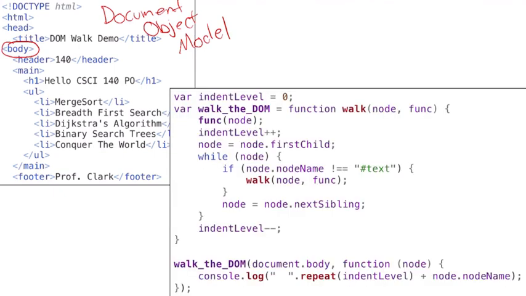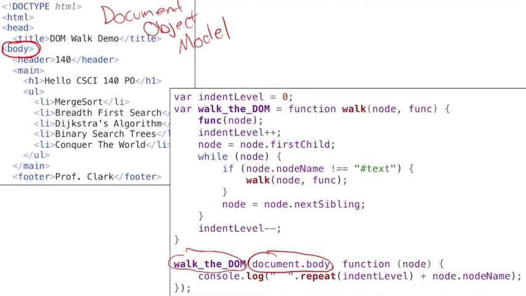Here's some code. It starts down here. I'm going to call walk the DOM, and I'm going to pass in as the node the body of it. So that means I'm going to pass in the body node here. And what does it do? It just prints something out.